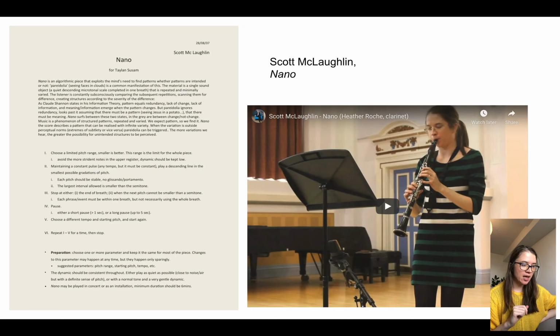Another way to do it, here's a nice example of a text score by Scott McLaughlin, who's working with me on this amazing Multiphonics project. I won't say too much about this. If you're interested in how the score works, you can hit pause now and have a read through. His text scores are very clear, and there's also a recording of me playing it live in Leeds from many years ago on YouTube.